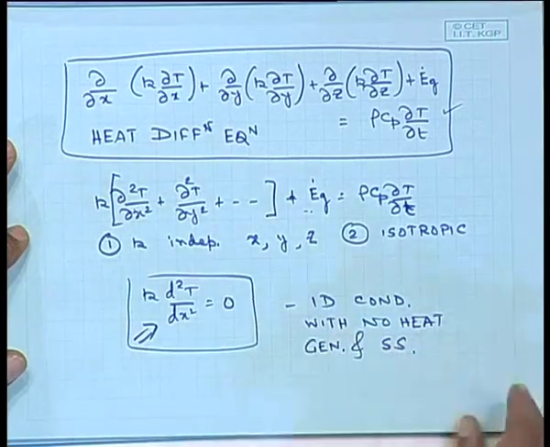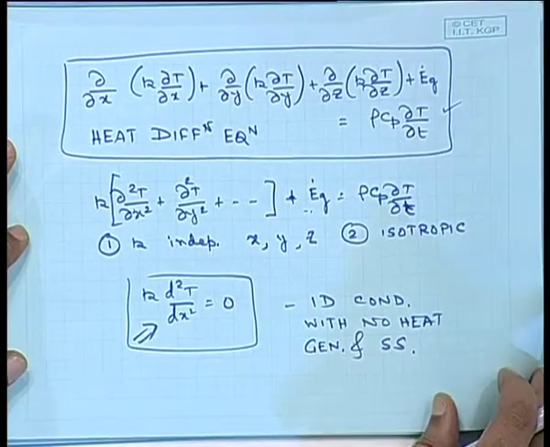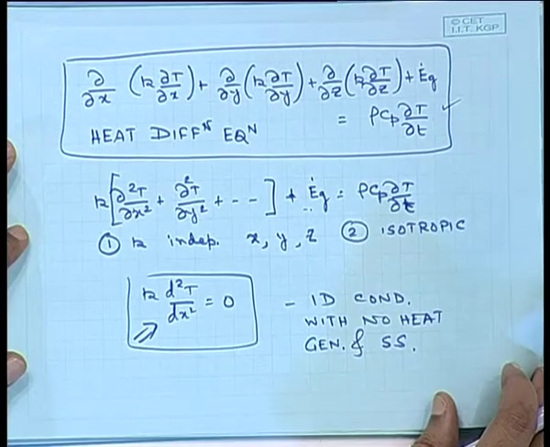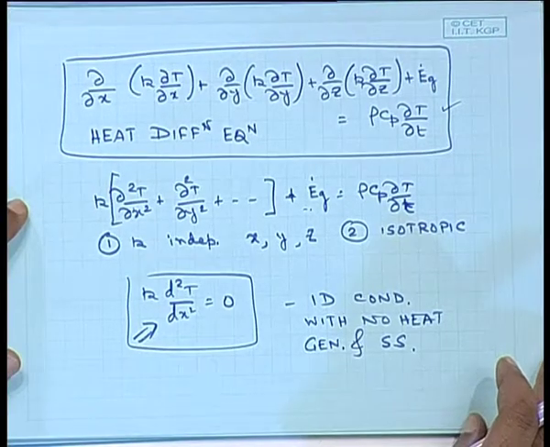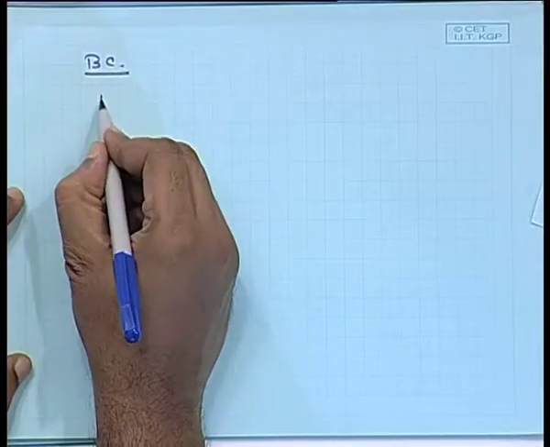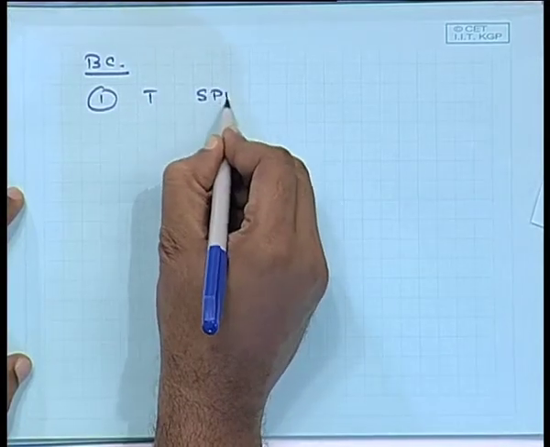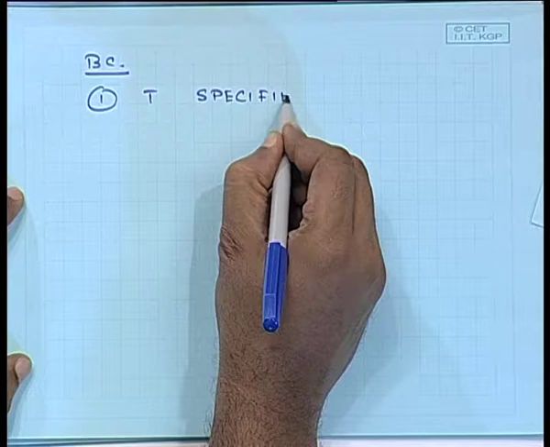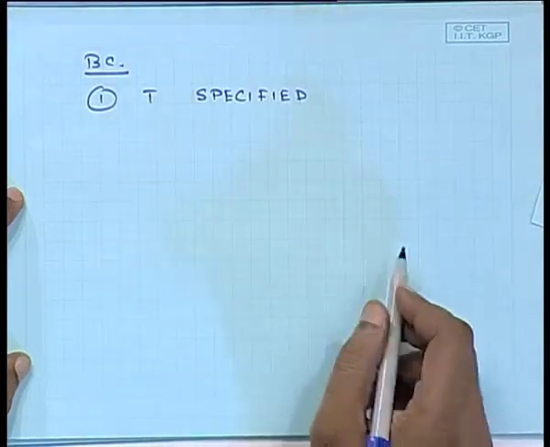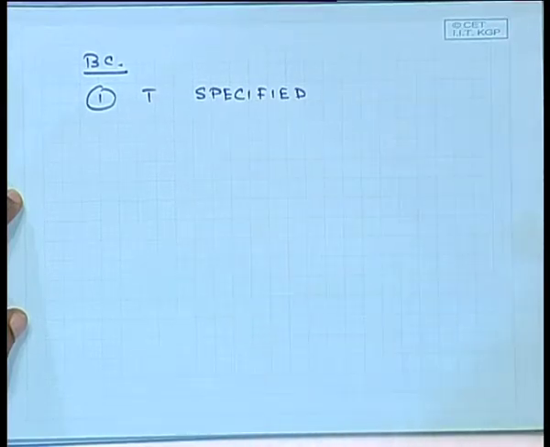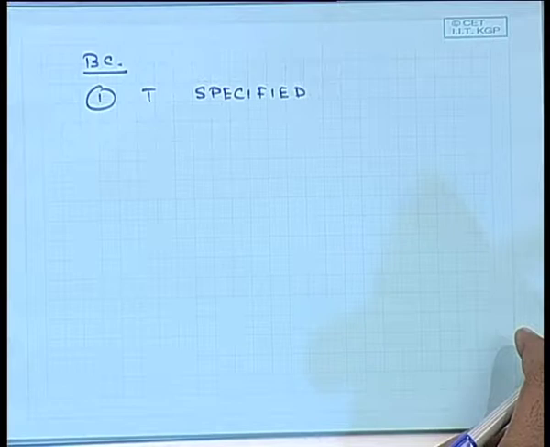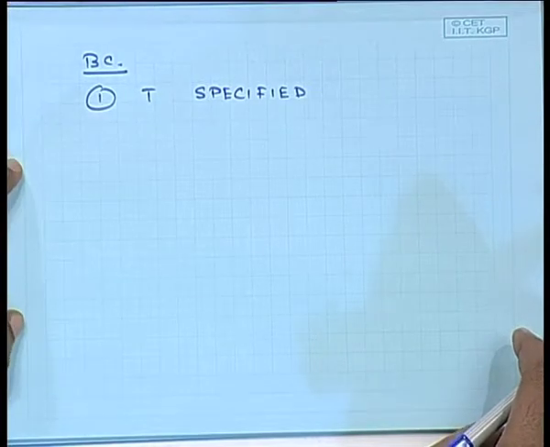Once I have this form of the equation or any form of the equation, I still need certain boundary conditions to solve this problem and find the temperature distribution. Now, many of these I have already discussed before, but I will very quickly go through some of them. The first boundary condition that you can think of is temperature specified. That means at any specific location, the temperature may be known to you. That is the most obvious boundary condition which you can use.